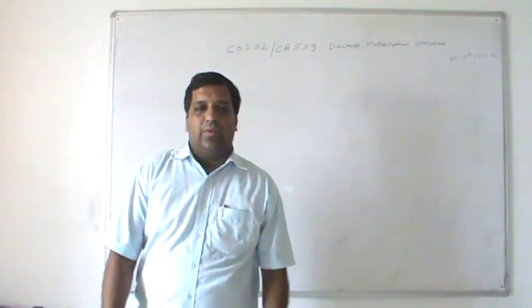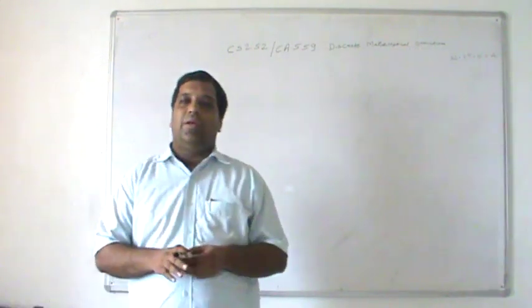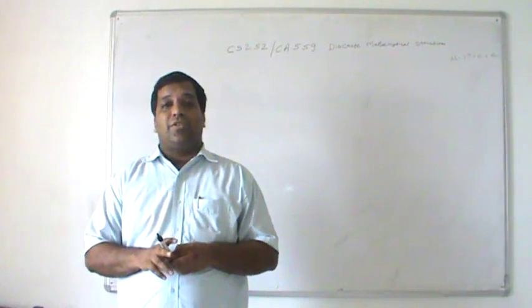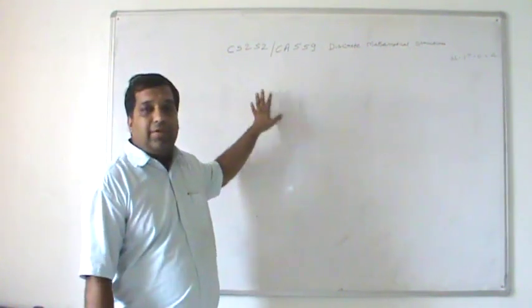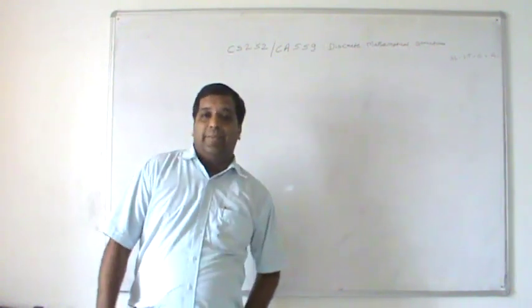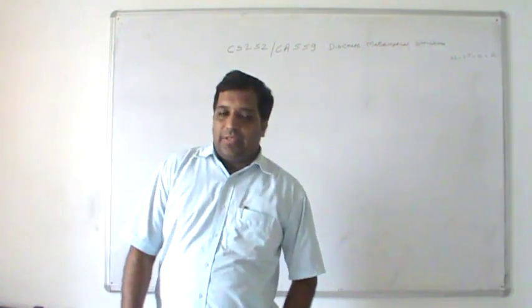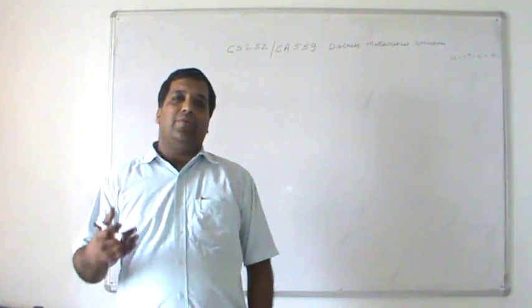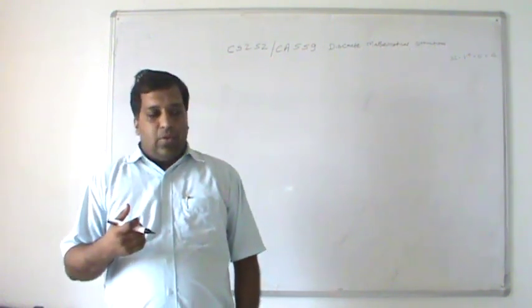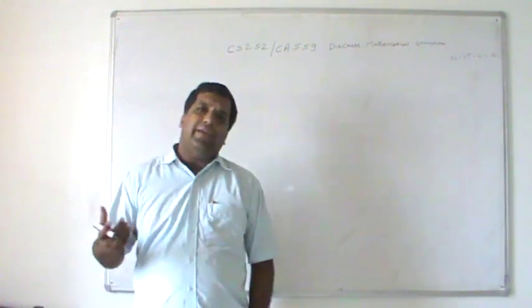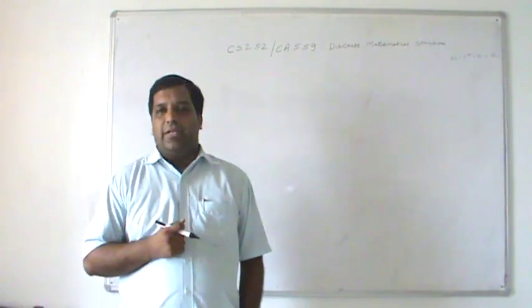Now, today we discuss the discrete mathematical structure. Our subject code is CH252-CA559, discrete mathematical structure. So first we start with: what is the need of this discrete mathematical structure in computer science? So we say that there are various applications of discrete mathematics in computer science.